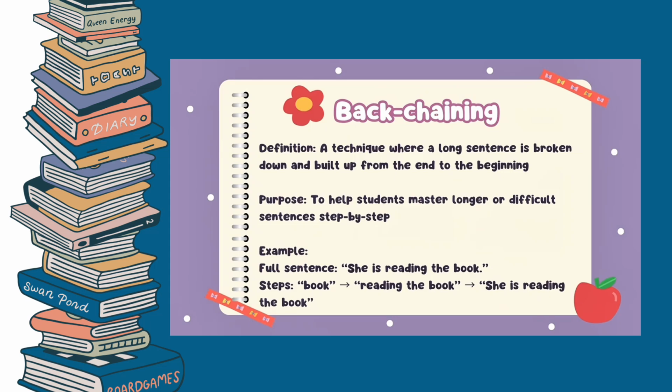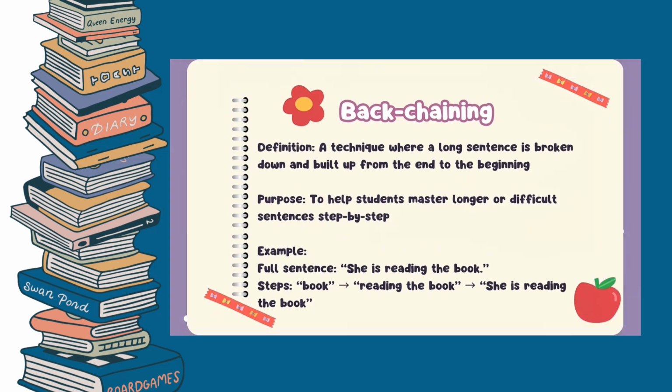Let's look at an example using this sentence. She is reading the book. We begin with the last word, book. Next, we say reading the book. And finally, she is reading the book. By repeating and adding each part slowly, students can focus on one chunk at a time. This makes speaking feel easier and more natural.